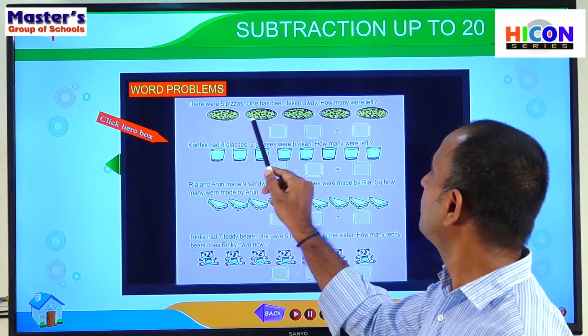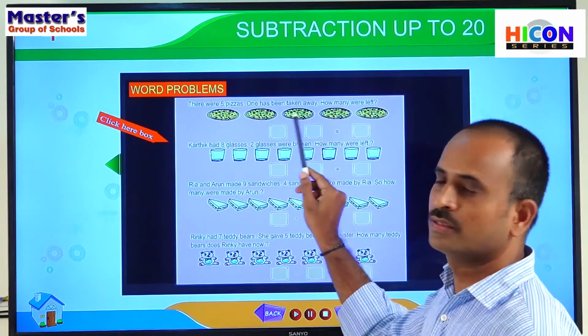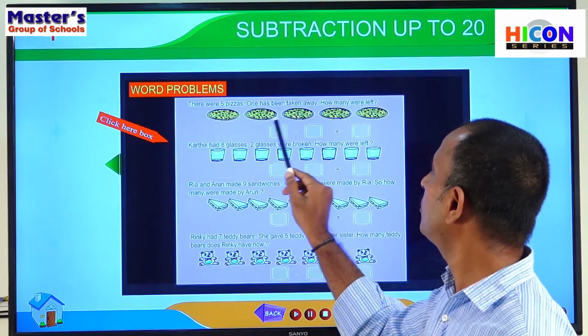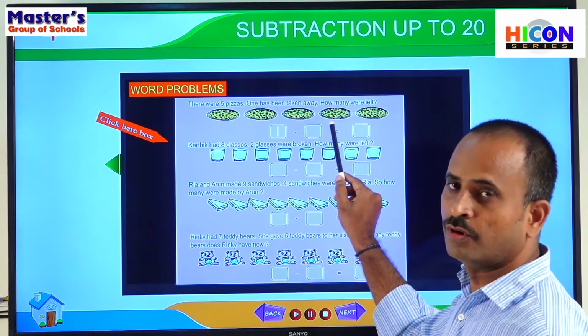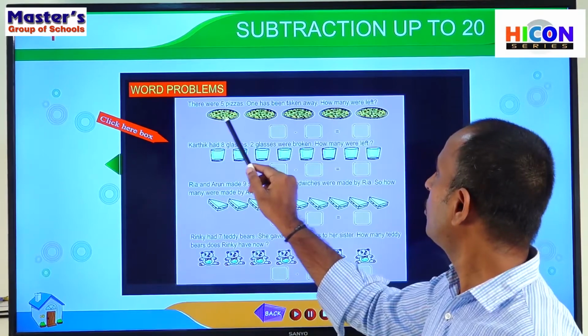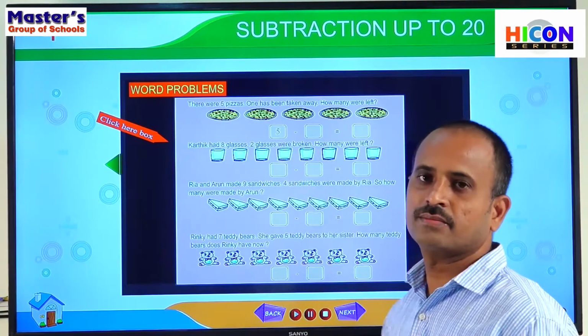You are observing the pictures of pizzas in this first problem. So these are pizzas. So let us count how many pizzas there are in total. 1, 2, 3, 4 and 5. So there are a total of 5 pizzas. So write 5 in this box.